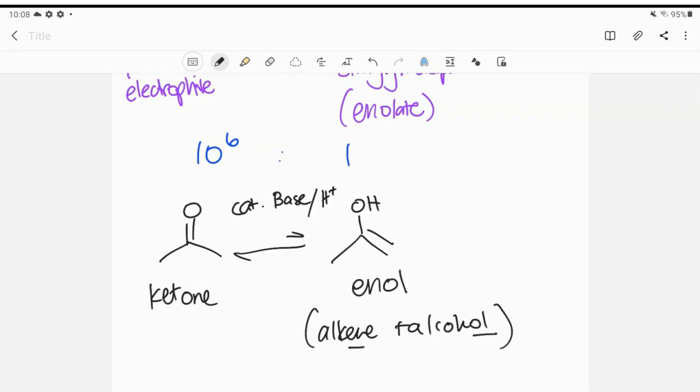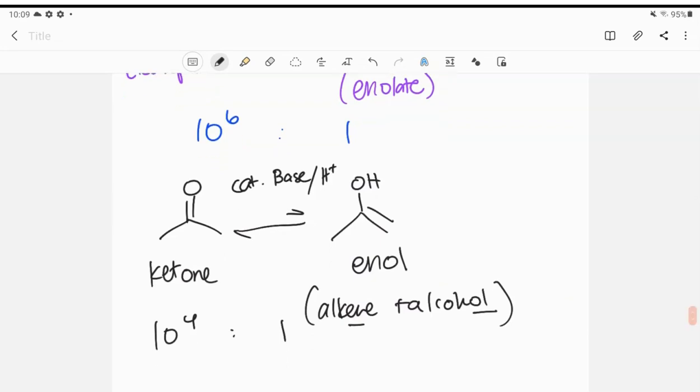So ketones and enols are in equilibrium with each other all the time. And we're going to see that in the presence of catalytic acid or base, we can get the enol form to show up. Although generally speaking, it's not as common. We usually see about a 10 to the 4th to 1 ratio, thereabouts. So you don't really see the enol very much, but it may help certain things happen a little bit more easily.